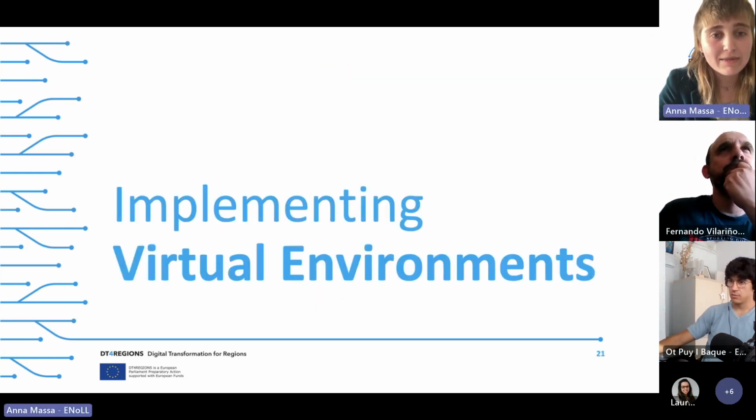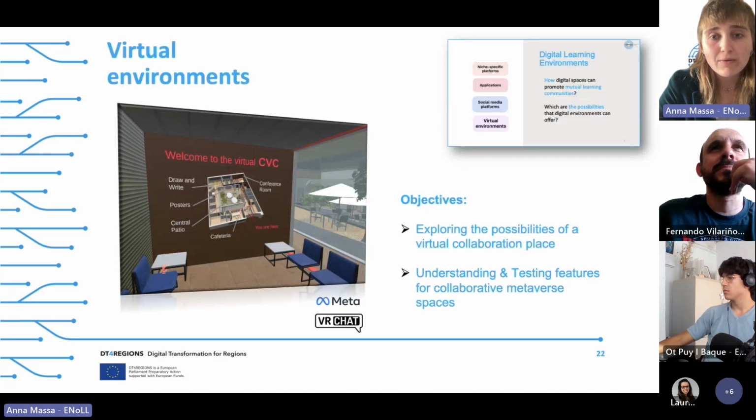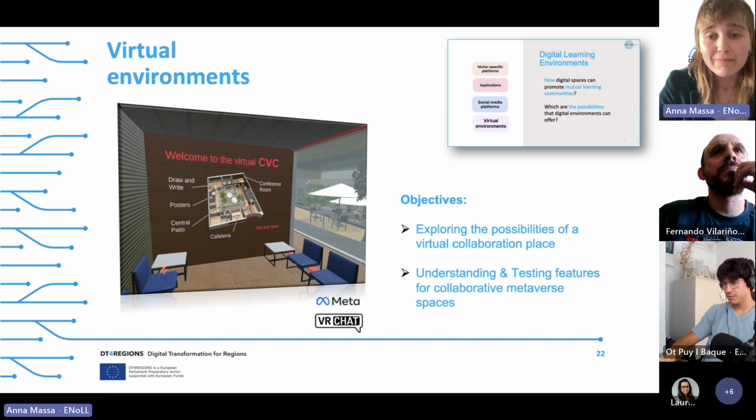Right. So what we are going to approach now is this spaces topic. Physical spaces are one thing that is very extensive, but now we are focusing on digital spaces, concretely virtual environments. To develop these features and get along with these virtual environments, we mainly focused on two objectives. The first one is to explore the possibilities of collaboration in a virtual space, which may be nothing new, but is something to explore, to understand which features we can have. The second objective is testing and understanding the features for collaborative metaverse spaces.